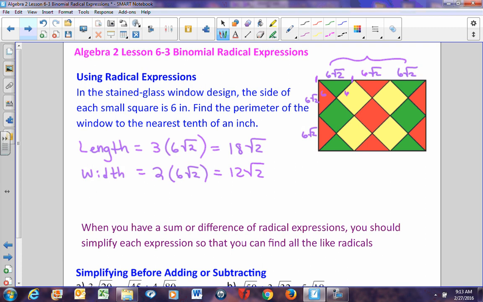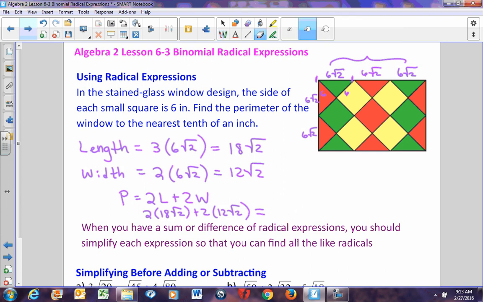So now I can find the perimeter, because it asks me to find the perimeter. Remember, your perimeter is 2 lengths plus 2 widths. In this case, that would be 2 times 18 square roots of 2 plus 2 times 12 square roots of 2, which makes this 18 times 2 is 36 square roots of 2 plus 24 square roots of 2, which equals 60 square roots of 2.